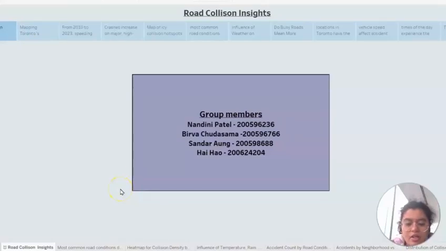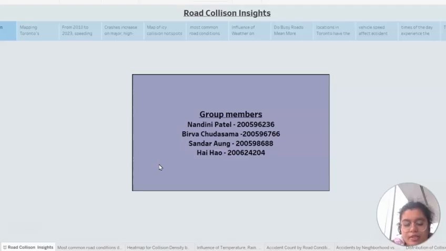Hello, Professor. Our data story is based on how weather and traffic conditions impact collisions in Toronto. As per our data, we have three data sets. One is the collision records, which contain details like injury and road type.